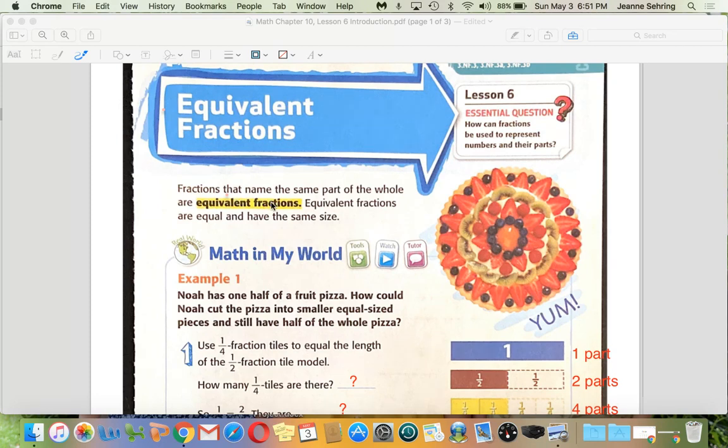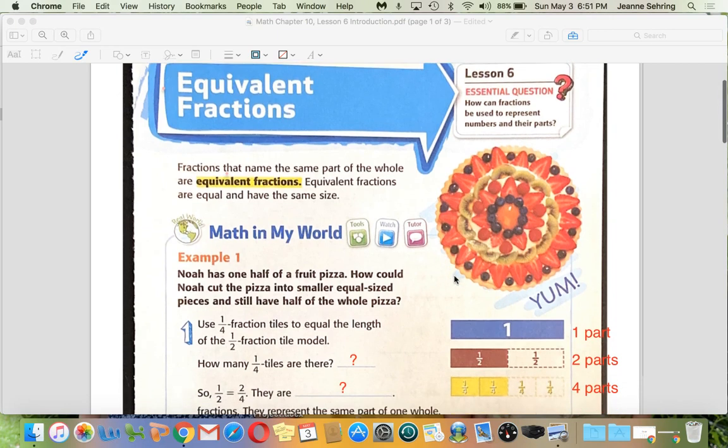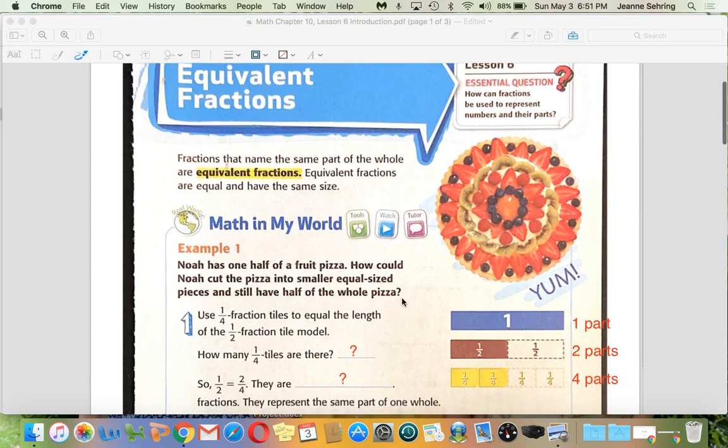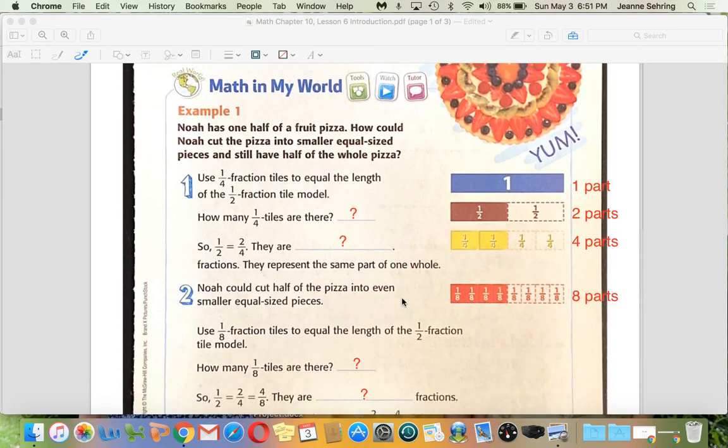And the way we do that is, ooh, that looks like a very yummy fruit pizza right there. I would very much like a piece of that. Thank you very much. And I think I'm going to add some kiwi to it for a pretty color. All right, so back to math now.